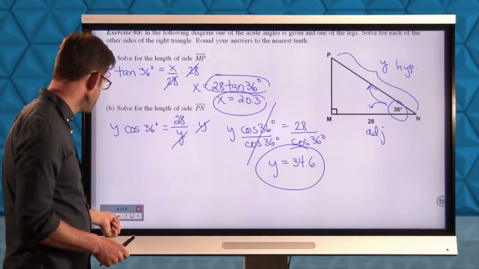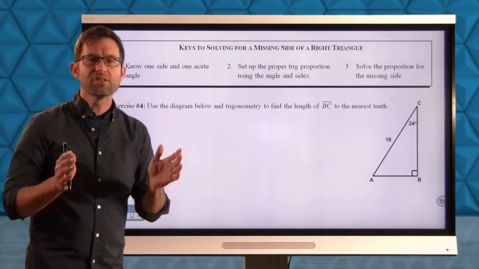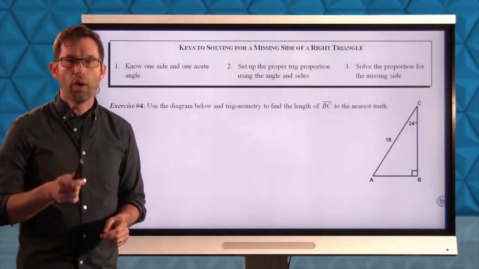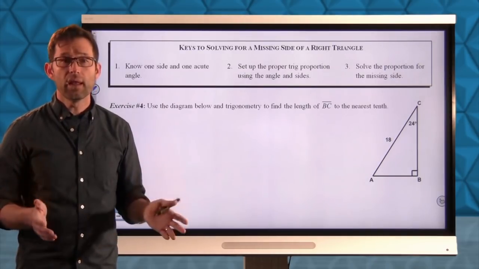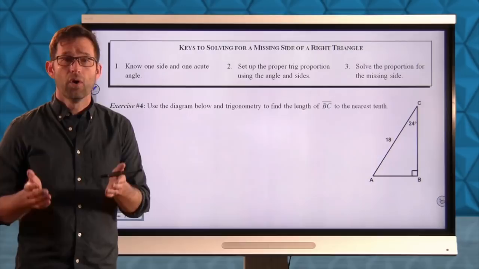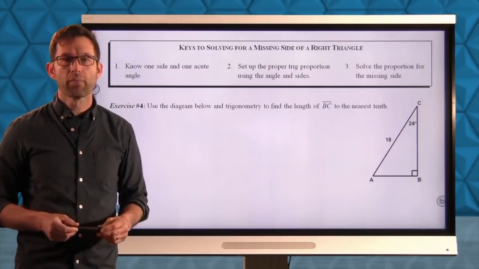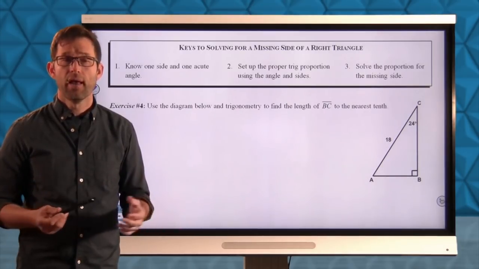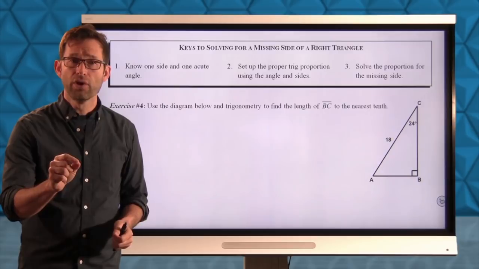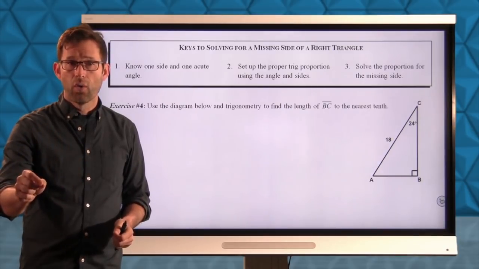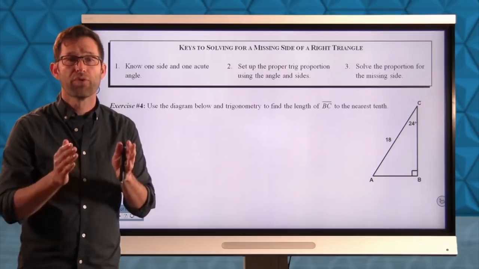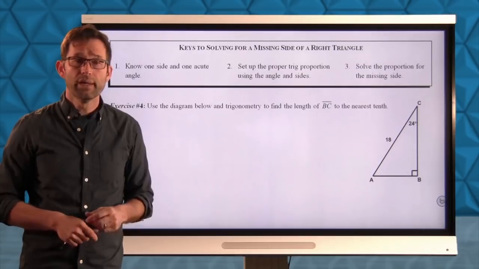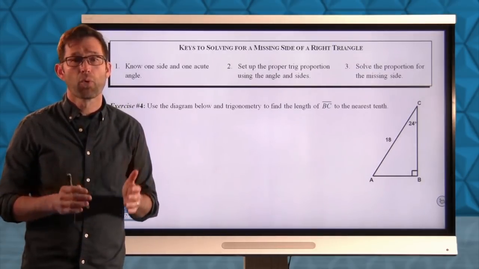Okay, let's do some more. Here we go. Keys to solving for a missing side of a right triangle. Number one, know one side and one acute angle. You need an acute angle and you need a side length. Once you have them, set up the proper trig proportion using the angle and the sides, right? Is it sine, is it cosine, or is it tangent? And again, that's all about looking at the angle you know, the side that you know, and the side you want, and coming up with the right trig ratio. And finally, number three, solve the proportion for the missing side, right? That's it. And it will be an easy proportion every time.